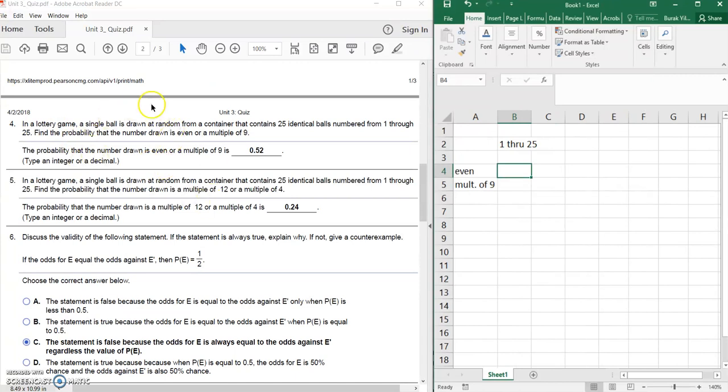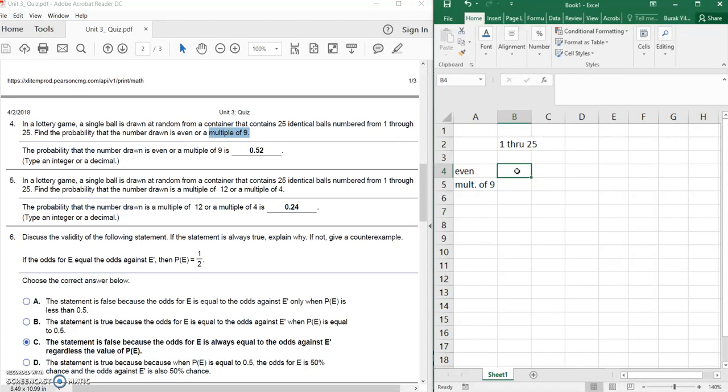Okay, number 4. Number 4 is a really nice question. We have numbered balls from 1 through 25, and we're being asked to find the probability that the number drawn, so you draw 1 ball at random, is either even or a multiple of 9. So imagine there are numbers here, 1, 2, 3, 4, 5, all the way up to 25.